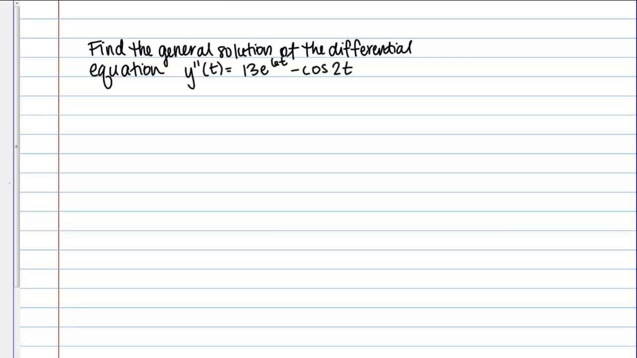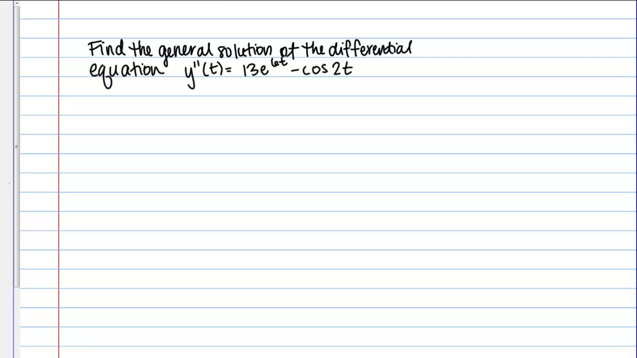In this example, we're also going to solve a fairly straightforward differential equation. But this time we're going to be working with a second derivative. So the instructions are to find the general solution of the differential equation y double prime of t equals 13e to the 6t minus cosine of 2t.